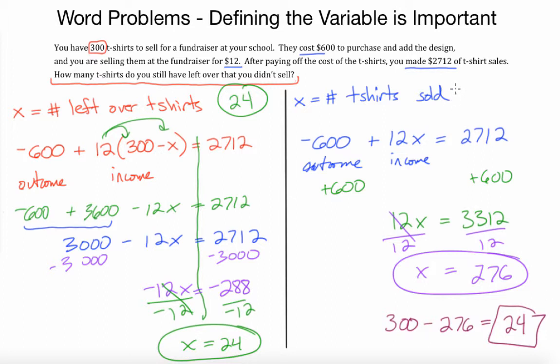So hopefully this helps you see why defining the variables, being really careful about what you make your variable, and being very careful to answer that question can make a big difference. Most students will go through this problem, they'll let x equal the t-shirts sold, they'll solve it, they'll get x equals 276, and they'll stop. They'll think they're done, they solve for x, and they'll move on to the next problem. But they really haven't answered the question completely, and they would get it marked wrong, even though they knew exactly what to do in this problem. So don't make that mistake. Know what you're trying to find. Define your variable correctly.